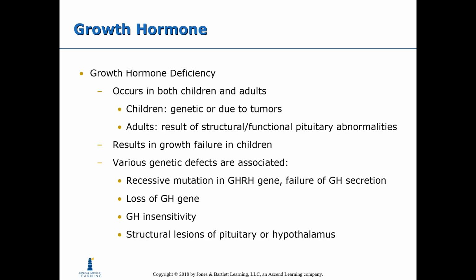Growth hormone deficiency occurs in both children and adults. In children, it's usually genetic or due to tumors. In adults, it's the result of structural or functional pituitary abnormalities. It results in growth failure in children, sometimes termed pituitary dwarfism. Various genetic defects are associated: recessive mutation in the GHRH gene, failure of GH secretion, loss of the GH gene, GH insensitivity, and structural lesions of the pituitary or hypothalamus.